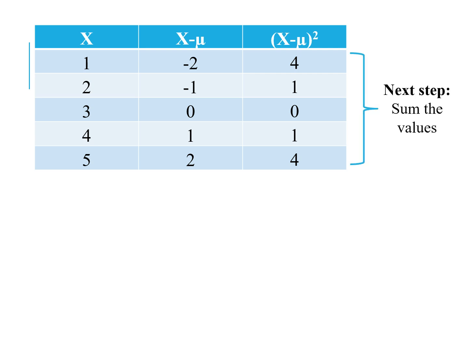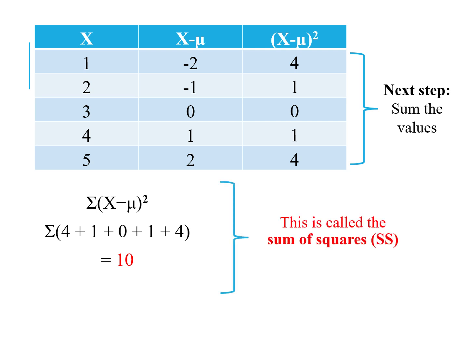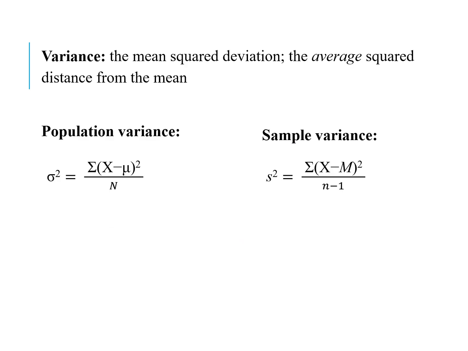So let's sum the values here. 4 plus 1 plus 0 plus 1 plus 4 is 10. And when we sum these squared values, we call this the sum of squares. This is an important term to know because we will be referring back to this both now in this lecture and in future lectures.